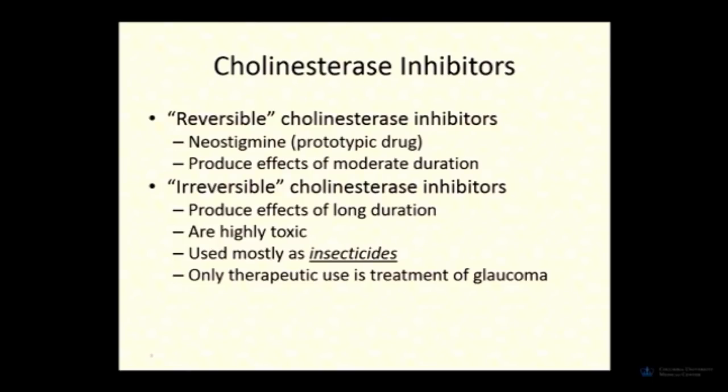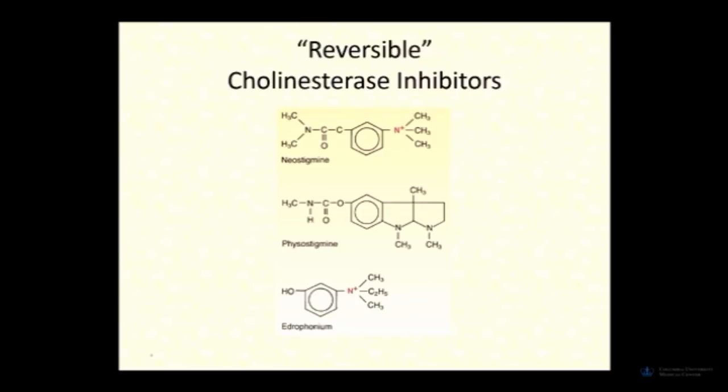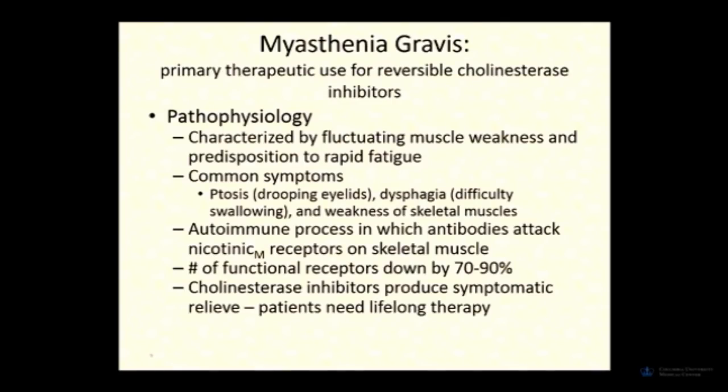The irreversible cholinesterase inhibitors generally have very little therapeutic use. They can be used to treat glaucoma, but mostly they're used as insecticides. They produce a very long duration of action, and they are highly toxic. So clinically, we usually use reversible cholinesterase inhibitors. The three most common ones are neostigmine, which is our prototypic drug, physostigmine, and edrophonium. We'll talk about each one of them.